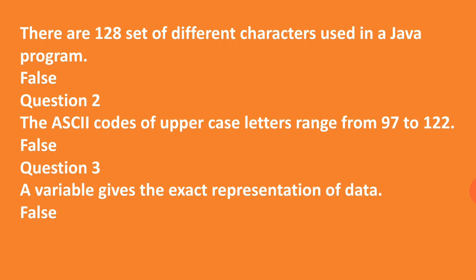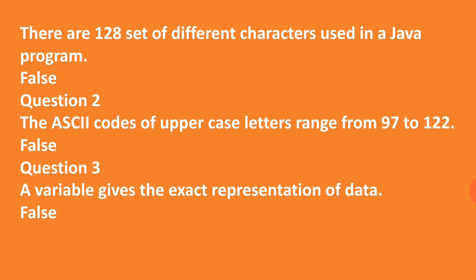and capital Z has the ASCII value 90. Now what they have specified here, that is 97 to 122, is the range for the lowercase letters. So always remember that. And there is always a difference of 32 between the uppercase and the lowercase alphabets.